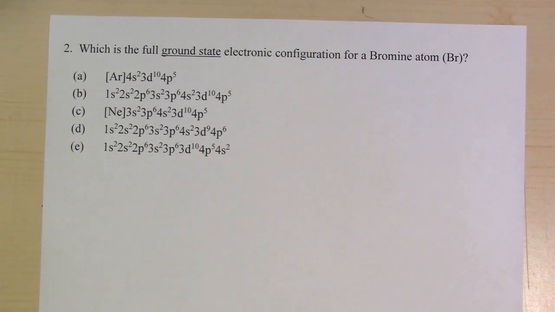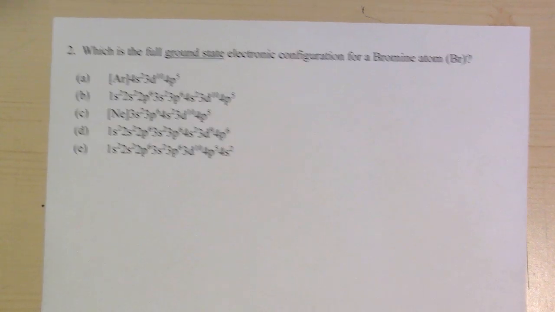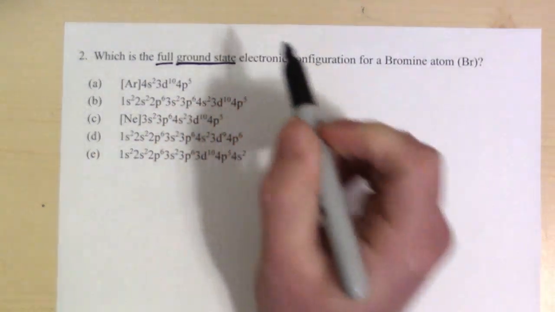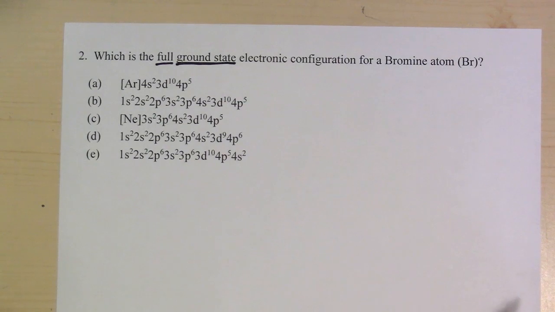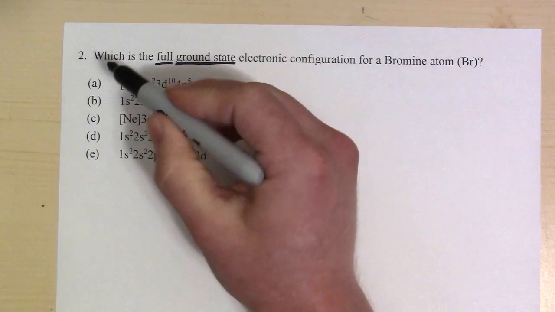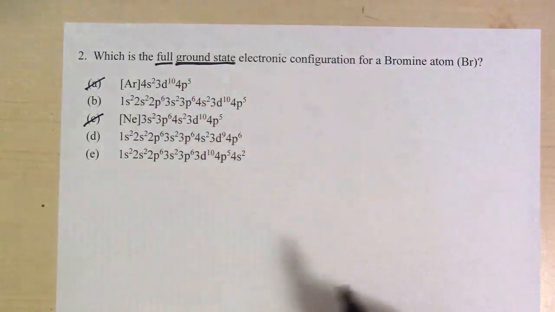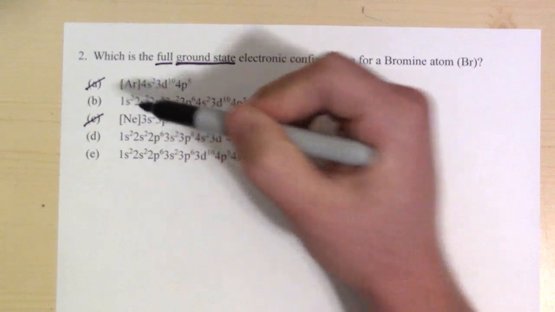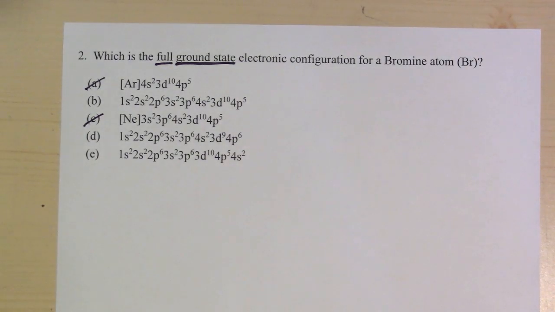Number 2 asks which is the full ground state electron configuration for a bromine atom. So these two things are important here. It has to be the full configuration, it has to be the ground state configuration. So we can eliminate a couple of these automatically. A and C are not the full configuration. They have a noble gas condensing part of the electron configuration, so we can eliminate those immediately.